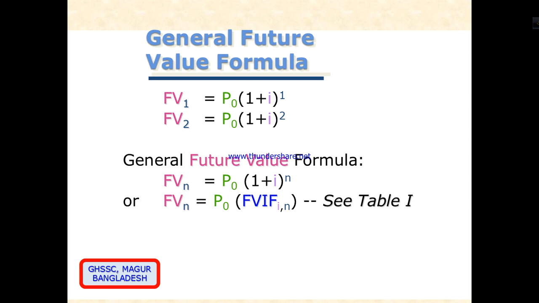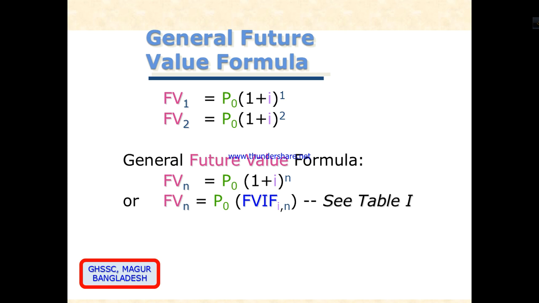Which formula do you have to use? In case of future value for 1 year, you will use it here. In case of 2 years, for calculating future value by compound interest, this formula: P0 times 1 plus I to the power 2. The general formula means future value equals P0 times 1 plus I to the power n. But there is another formula.